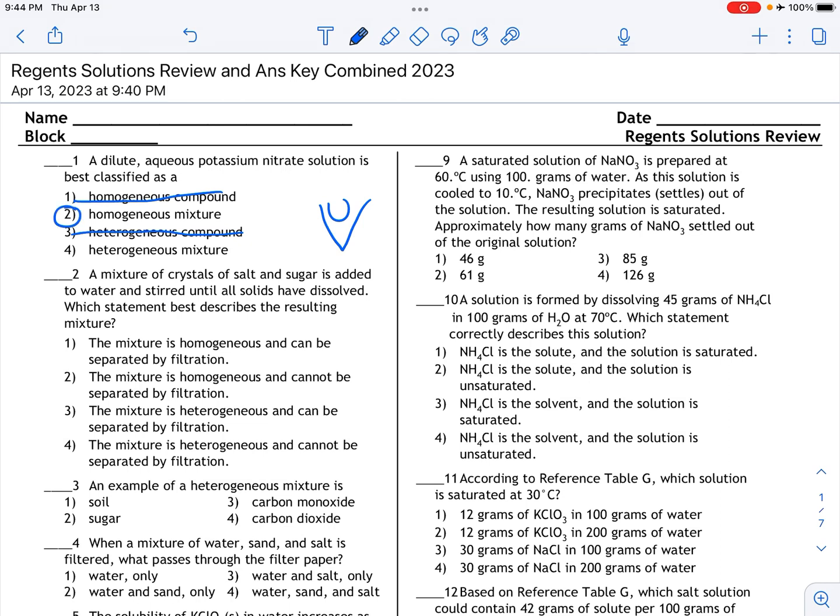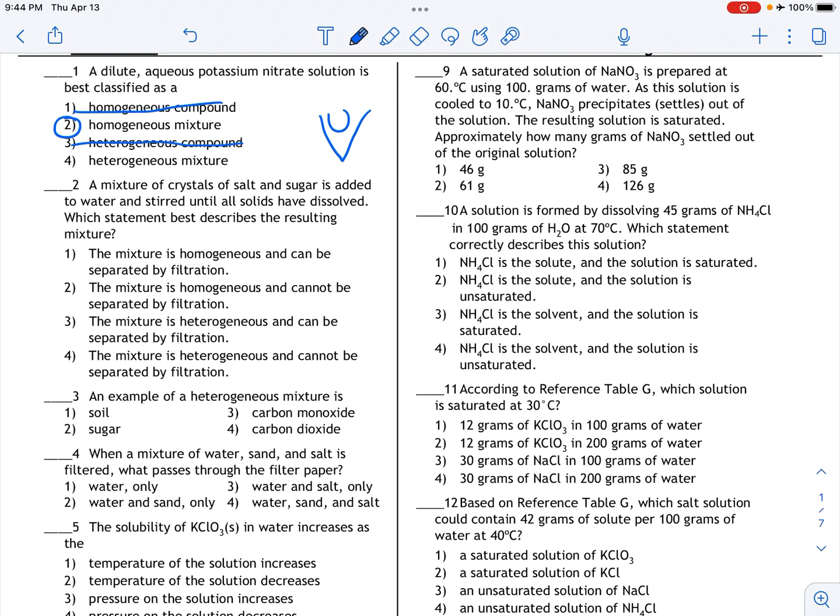A mixture of crystals of salt and sugar are added to water and stirred until all the solids are dissolved. Which statement best describes the resulting mixture? So, would you be able to see salt and sugar crystals in the water once you dissolve them? No, which means it would be homogeneous. Then you say, could you separate it out? Could you get just the salt and then just the sugar by filtering it? Well, no, because those things, since they are dissolved, are so small, the particles would not be able to be separated by filtration. So, choice 2.